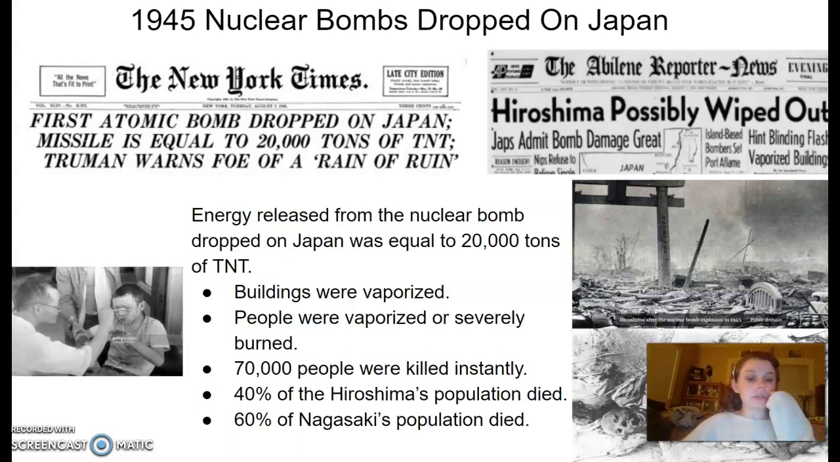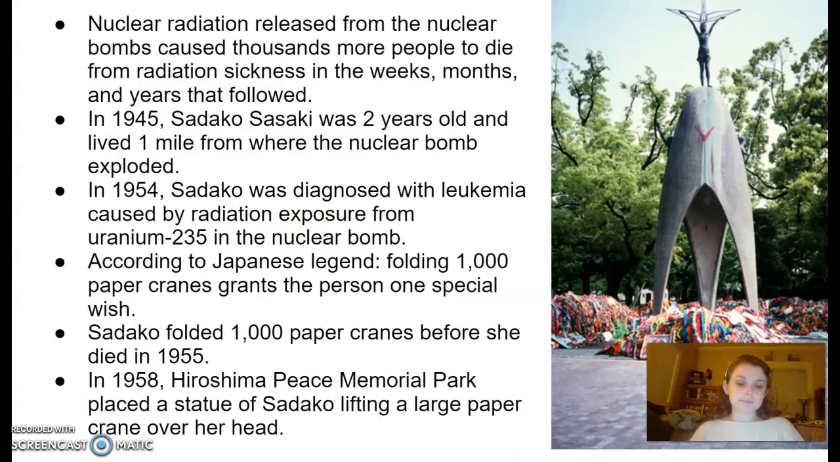Energy released from the nuclear bomb dropped on Japan was equal to 20,000 tons of TNT. Buildings were vaporized, people were vaporized and burned severely. 70,000 people were killed. 40% of Hiroshima's population died, and 60% of Nagasaki's population died. Nuclear radiation released from the nuclear bombs caused thousands more people to die from radiation sickness in the weeks, months, and years that followed.